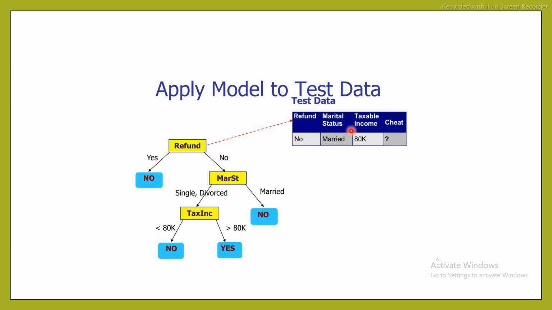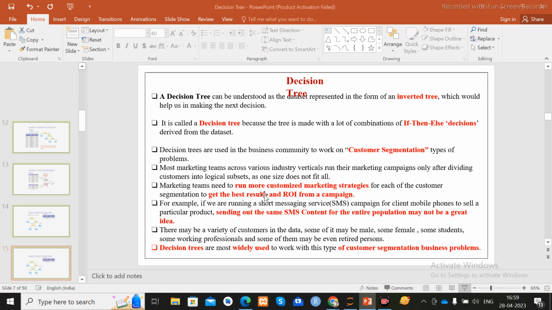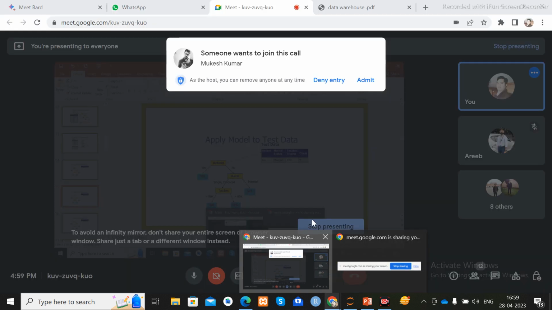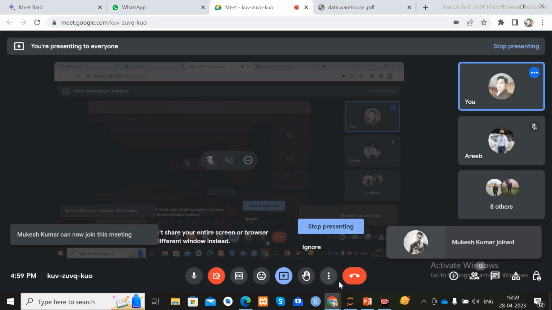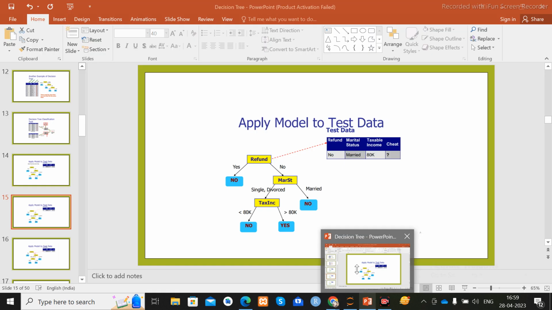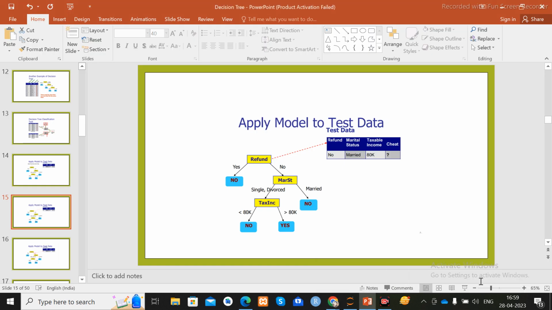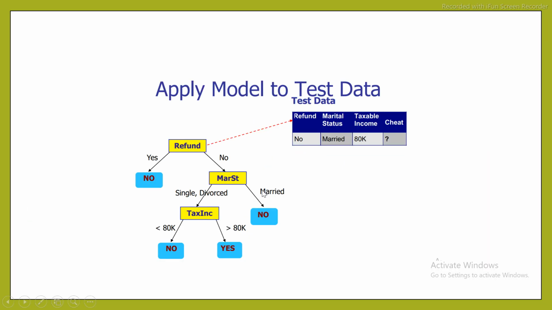Okay, if you see this, the refund is no, so we will take the right edge of the node. And marital status is married. So he is married, right? Marital status is married. Fine.